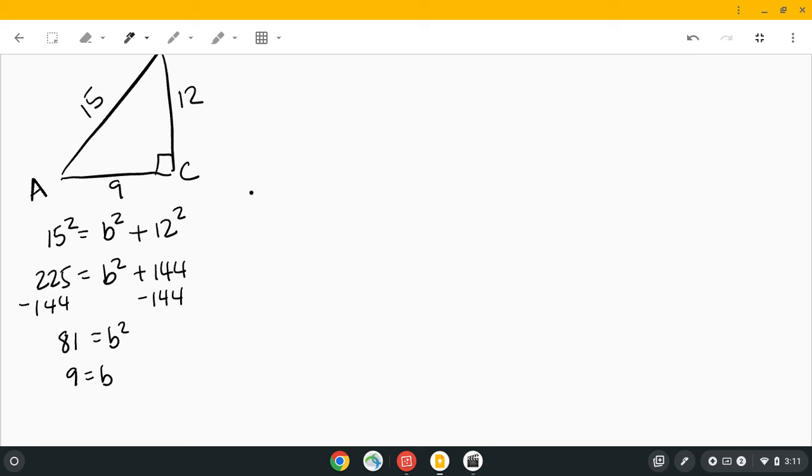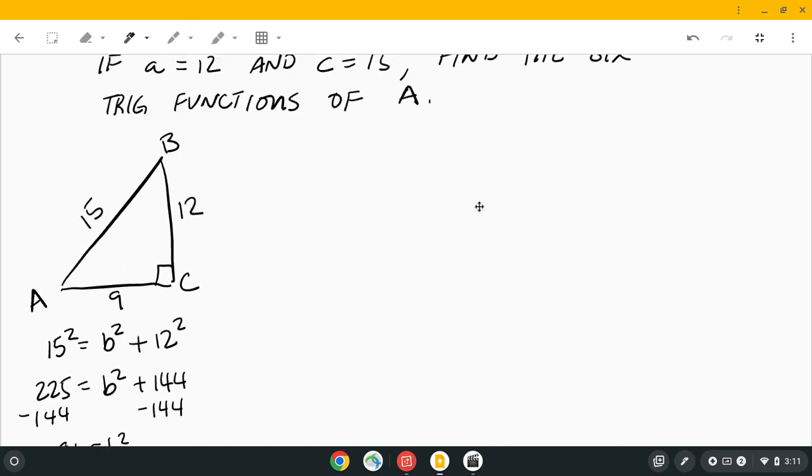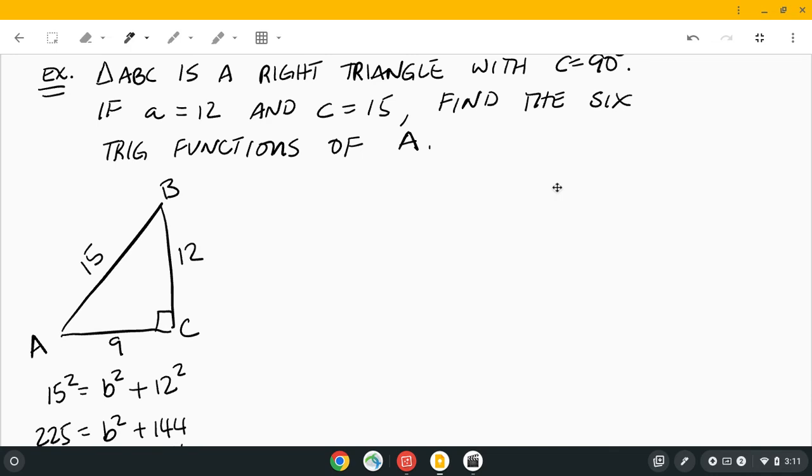Okay, now that we have all 3 sides, I can find all 6 trig functions. Okay, and here's angle A. Okay, so this is the angle we're dealing with. Alright, so let's do sine A. Sine is opposite over hypotenuse. So opposite A is 12, hypotenuse is 15.